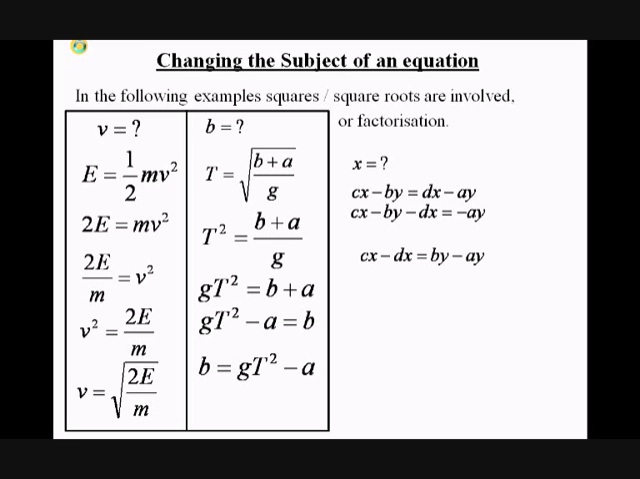Now on the left hand side you can see that I could factorise that. I can make it x brackets c minus d is equal to by minus ay. So I'm nearly there, because all I need to do now is divide by c minus d, and I've got by minus ay all over c minus d is what I'm looking for, equal to x. Now I could factorise the top of that, taking y outside the bracket and making it y bracket b minus a all over c minus d.